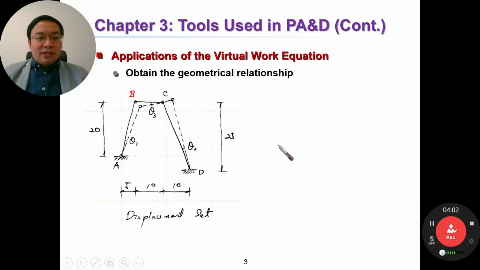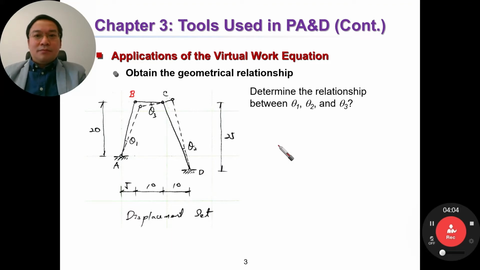The problem now is we have to determine the relationship between theta 1, theta 2, and theta 3. How to determine the relationship between them? That is our task. And now we use the virtual work concept to determine the relationship between them.